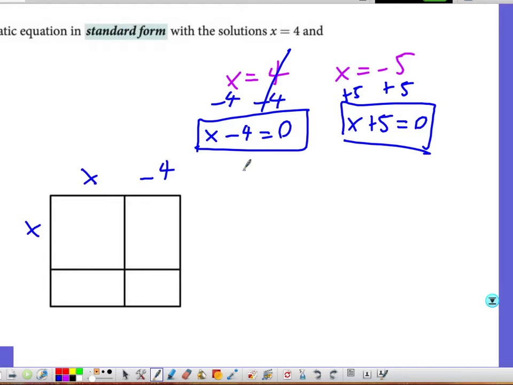So notice how, since I set them equal to 0, these are going to be my two parentheses, my two factors. And remember, those two factors basically are the dimensions of the outside of my box. And so now everything else is actually very simple. X times x gives me x squared. X times negative 4 gives me negative 4x. X times 5 gives me 5x. And negative 4 times 5 gives me negative 20.